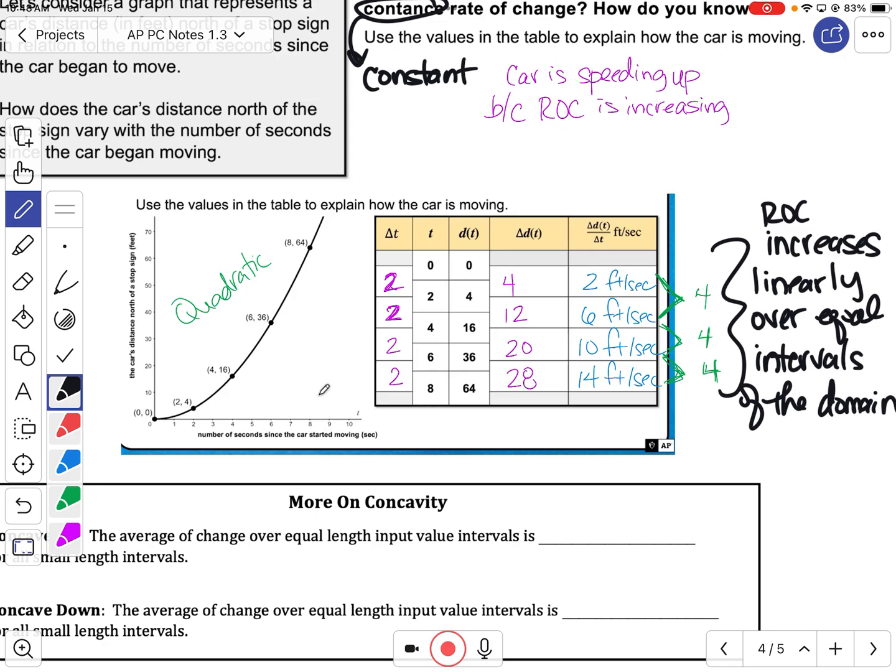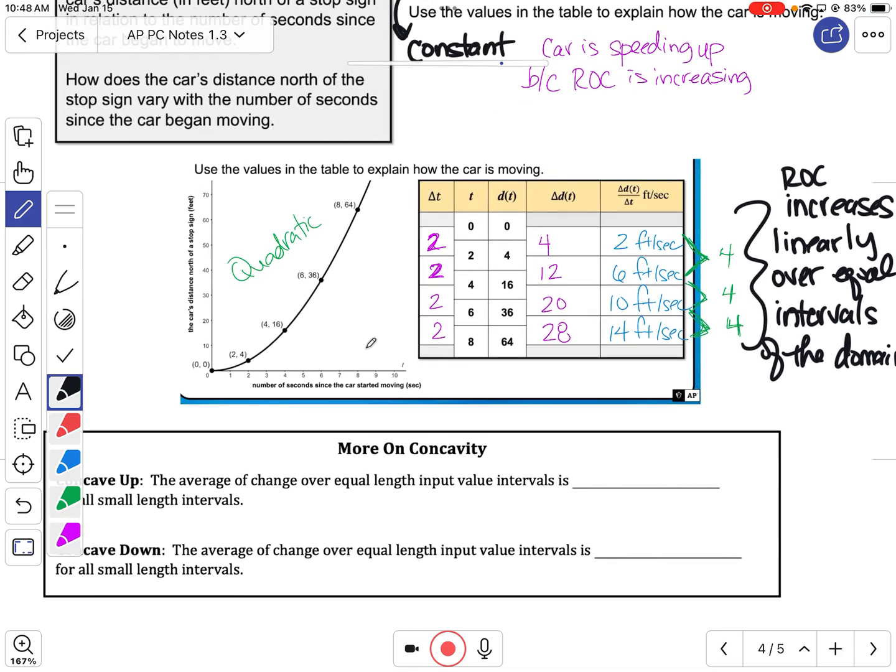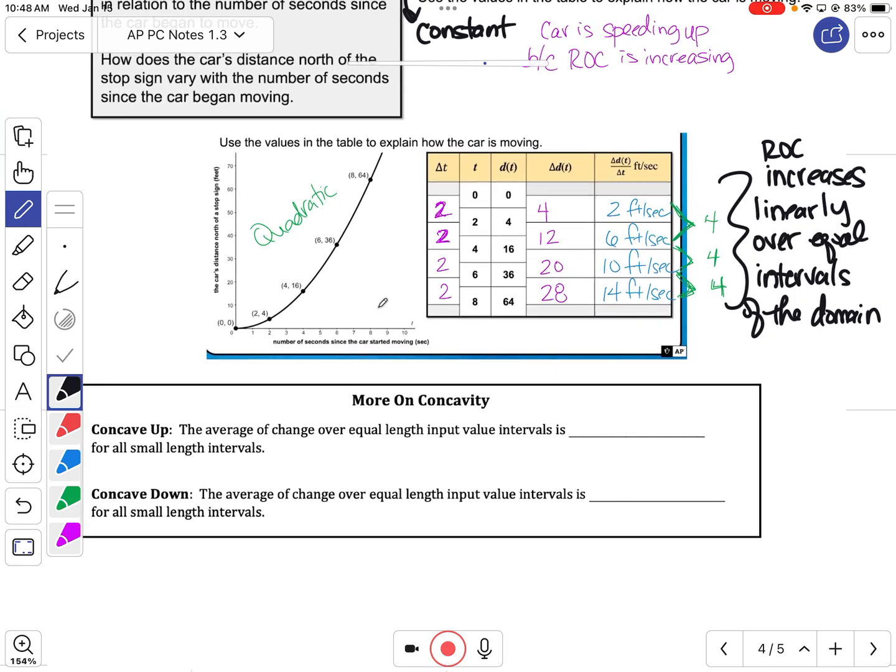Now, if we look at that graph, is it concave up or concave down? It's concave up, all right? We can see by looking at it that it's concave up. And so when we think about the average rate of change, it tells me that the average rate of change over equal length input value intervals, in other words, if my x changes by the same amount, then it is increasing for all small length intervals.